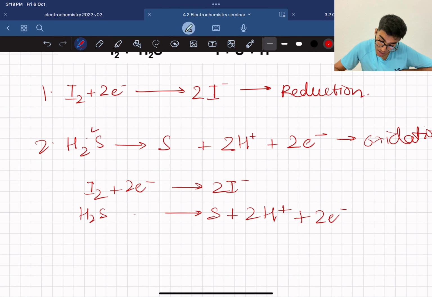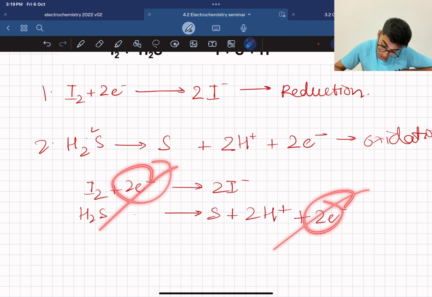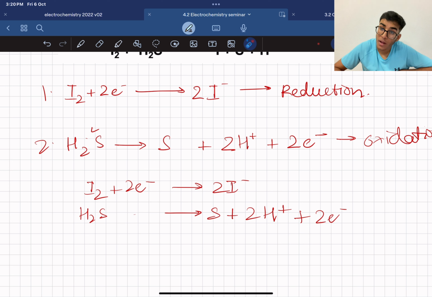Do we see anything common here? Yes, we do, and that is the electrons. Cut those out. Remember, you can only cross stuff out if they are on opposite sides of the equation, this side and that side. You cannot cross out if they're on the same side of the equation. Understand? And if you have electrons on the same side of the equation, like over here if you also wrote 2e plus minus, that's how you know you're wrong.